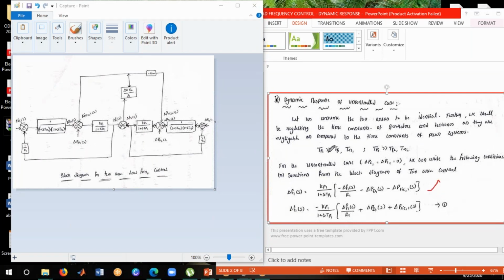Already we have the time constant values here. We have three types of time constant: TP, TT and TG. That is the turbine time constant, governor time constant, and generator time constant.